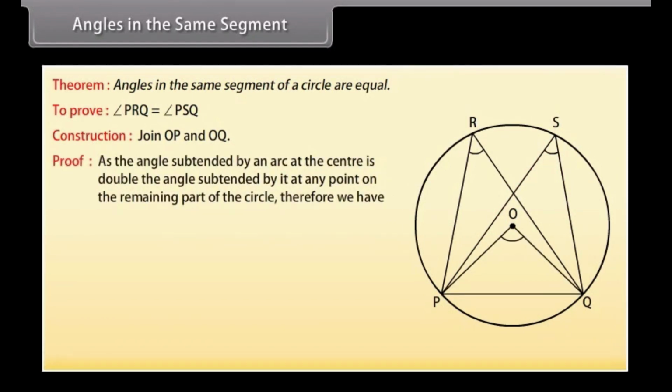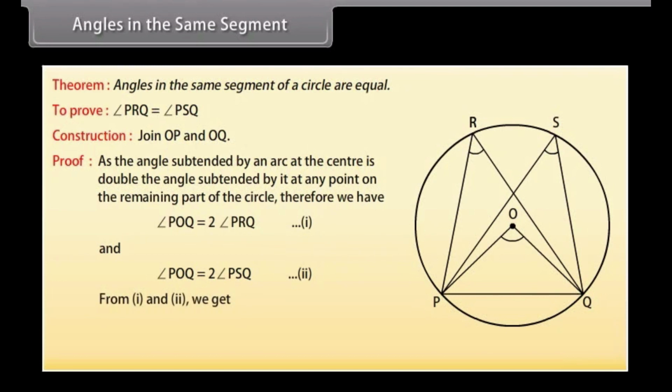Proof. As the angle subtended by an arc at the center is double the angle subtended by it at any point on the remaining part of the circle, we have angle POQ as 2 angle PRQ. Mark it as 1. And angle POQ is equal to 2 angle PSQ. Mark it as 2. From first and second we get 2 angle PRQ is equal to 2 angle PSQ. Therefore, angle PRQ is equal to angle PSQ.